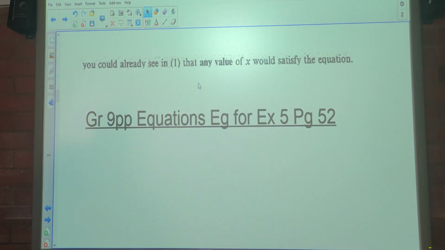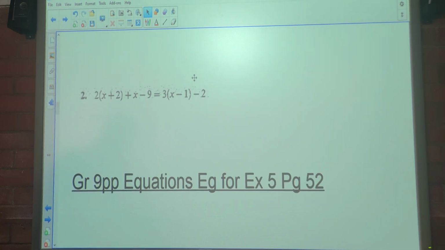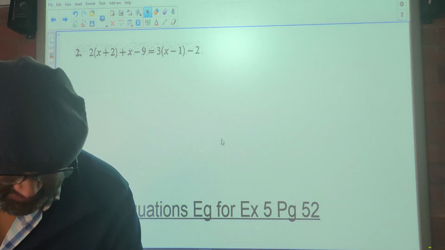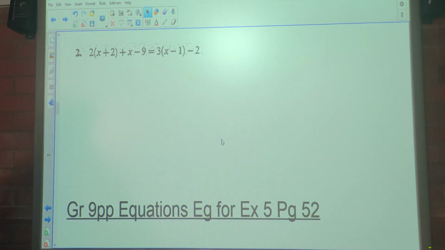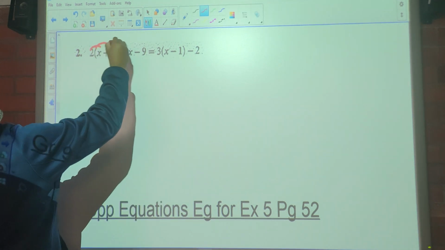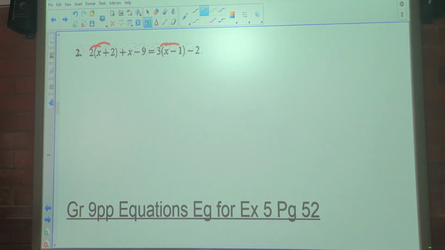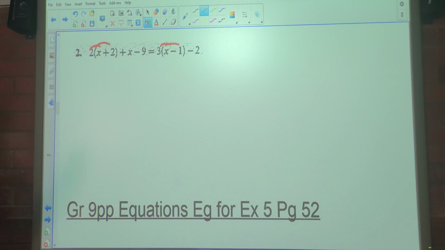You could already see in number 1 that any real value for x satisfies the equation. Again, let's solve the sum here. So we spoke yesterday about the case where you have no real solution, and this is where all the solutions work. So in yesterday's case, no solution would work. In this case, all the real values will work. Okay, you see the difference.